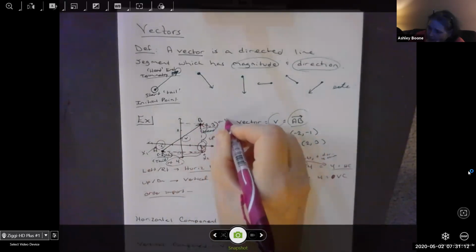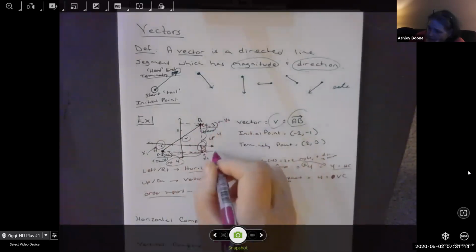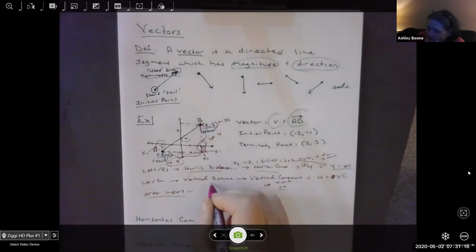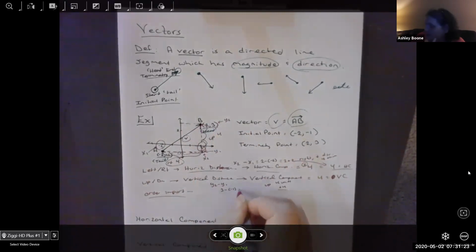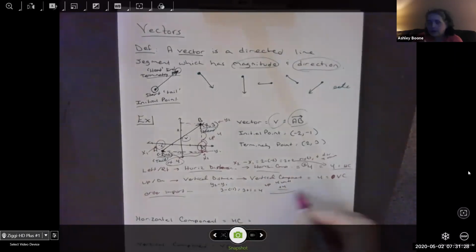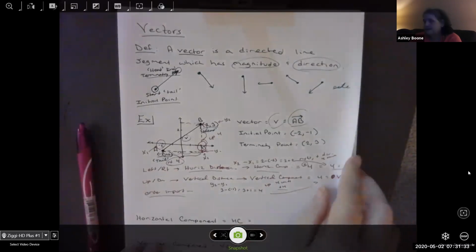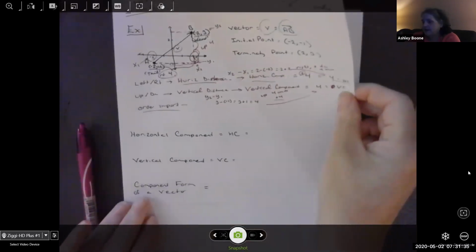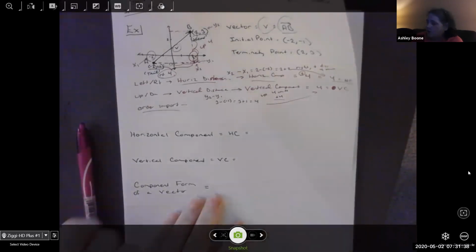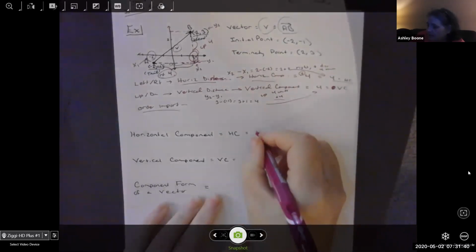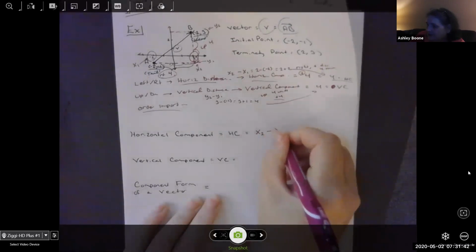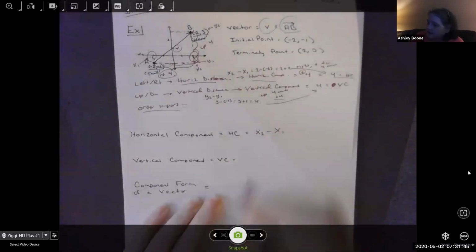My second y value minus my first y value, if I went y2 minus y1, I have a +3 minus a -1. That's a 3 plus 1, which is 4. Okay? You can always get, no matter what points you have for any vector, your horizontal component by the difference in your x values. It's your x values that are left and right.